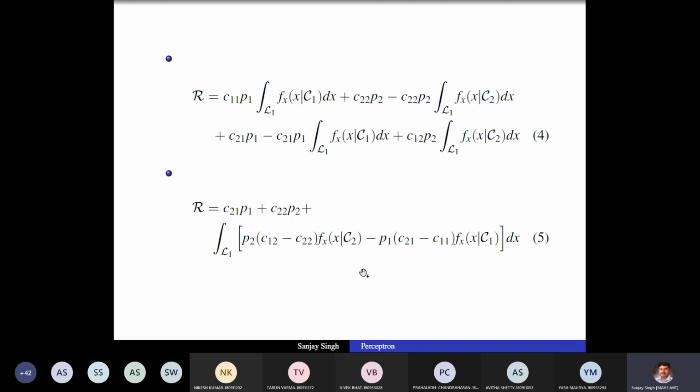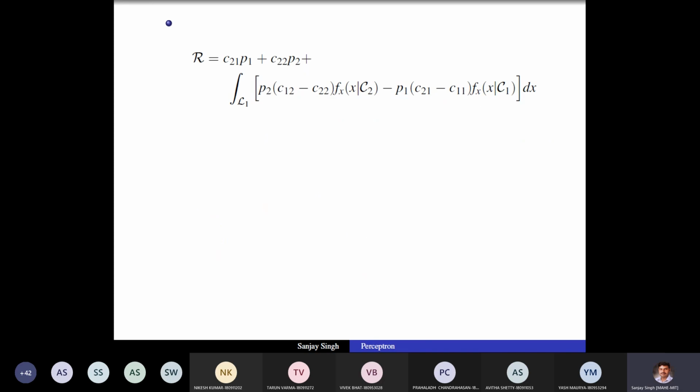However, if this value comes to be positive, then even though it belongs to L1 space, risk will increase. It means that it is misclassified and it should be labeled to class 2. But when this integrand value is 0, whatever the pattern you are talking about, it can be assigned to either of the class, either C1 or C2. It doesn't matter if that is the case.